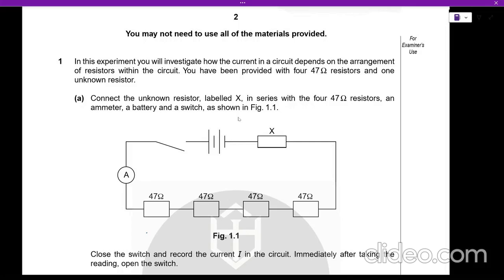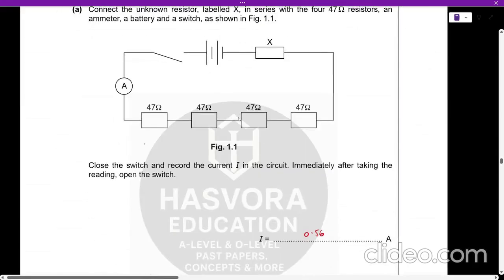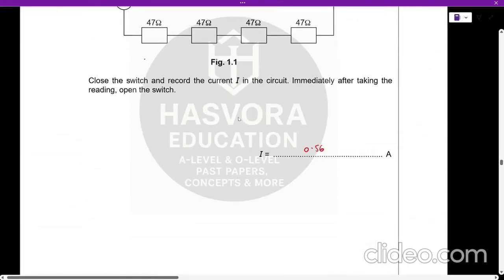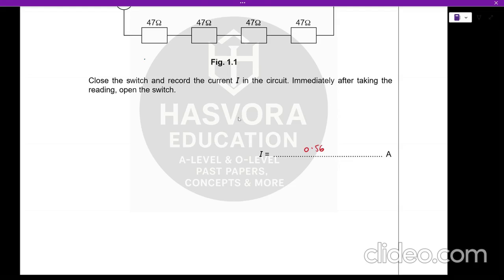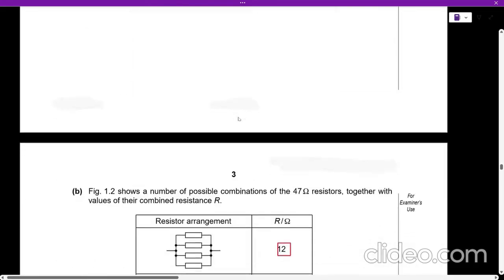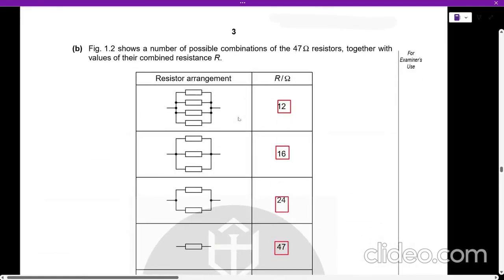So now let's move on to this question. This question says that in this experiment you will investigate how the current in the circuit depends on the arrangement of the resistors within the circuit. You have been provided with a 47 ohm resistor and one unknown resistor. Connect the unknown resistor labeled X in series with the 47 ohm resistor, an ammeter, a battery and a switch as shown in figure 1.1. So we have to make this setup, then close the switch and record the current I in the circuit immediately after taking the reading. Open the switch. So we just assume this value to be 0.56 amps.